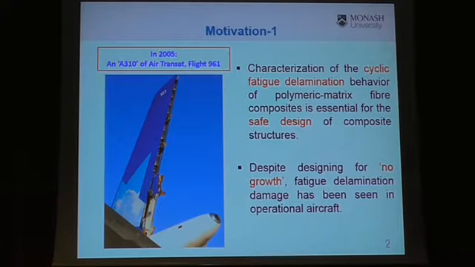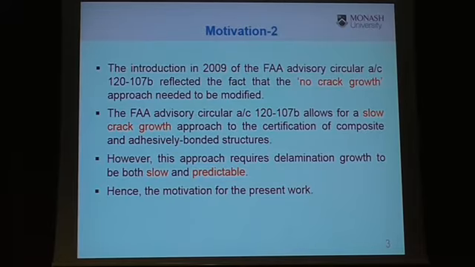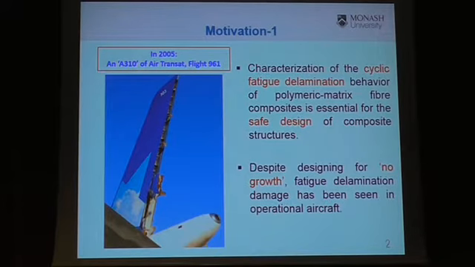So, in the aircraft structures, despite designing using the no crack growth approach, we can still find lots of delamination damages on operational aircrafts. So one of the examples is shown on this picture. So we can see here the severe delamination damages and even the detachment of the rudder at this aircraft.